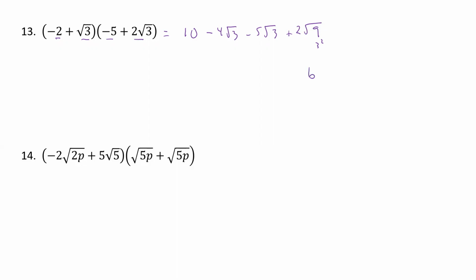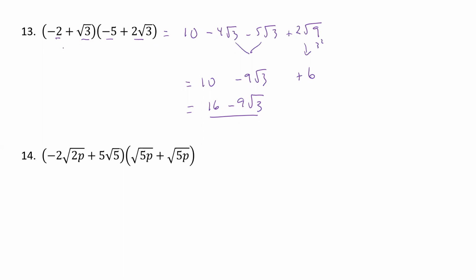So this is 6. That's going to be a plus. Here we have a minus 4 minus 5, so it's going to be a minus 9 radical 3. And then here we have our 10 still. So that is what we've done. We've taken those 2 to here, and we've gone down. And now we have 10 plus 6, so that's 16 minus 9 square root of 3, and that would then be our final answer.